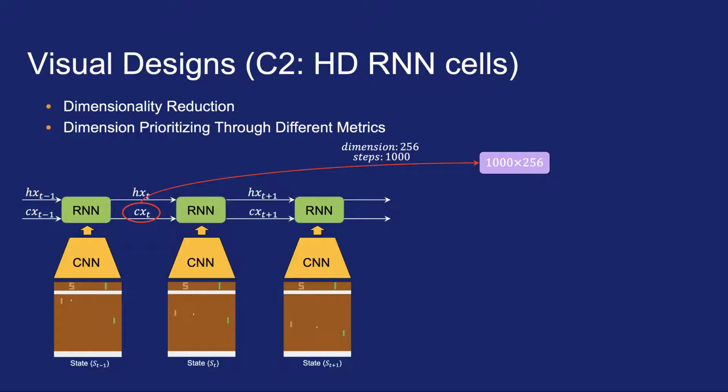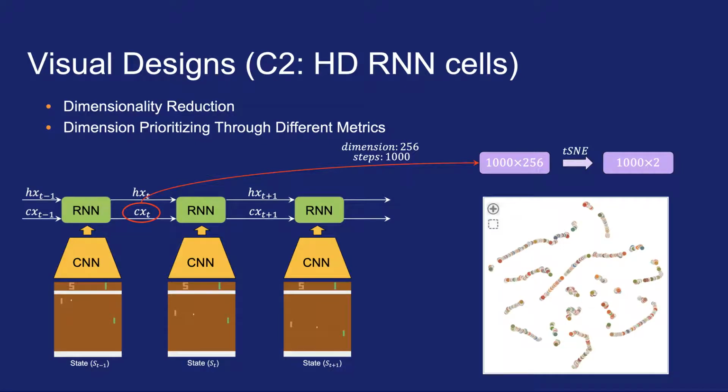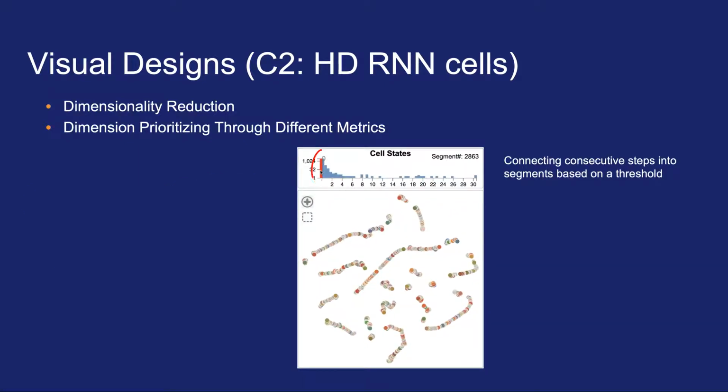So the cell state from all steps is a matrix of 1000 by 256. Through t-SNE, we project those 256D vectors as 2D points. Next, we use a threshold to connect consecutive steps. The red bar here is the threshold. The 2D points that have a distance to their previous point smaller than this threshold are connected into segments.